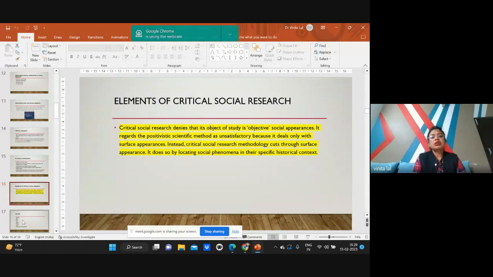Now come to the elements of critical social research. Critical social research is not concerned with simply describing techniques of data collection, but rather with the exploration of a number of case studies of critical social research, and it sets out and explores the nature of critical social research methodology.